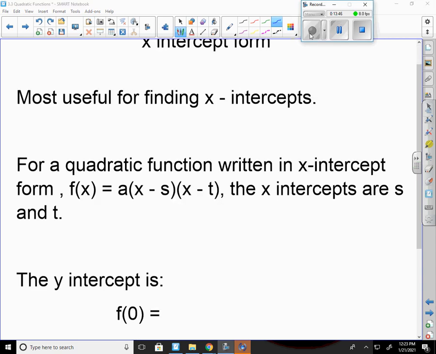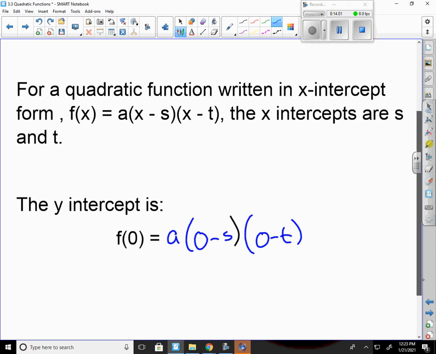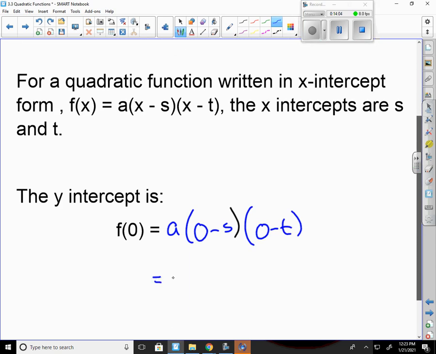To find the y-intercept, it's always where my x is 0. So if I just plug that in, that gives me a times 0 minus s times 0 minus t. It gives me a times negative s times negative t. Since I'm multiplying two negatives by each other, that's a times s times t. So to find my y-intercept, it's a times s times t.